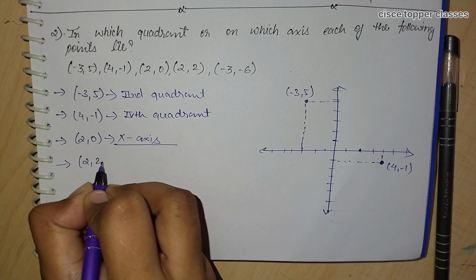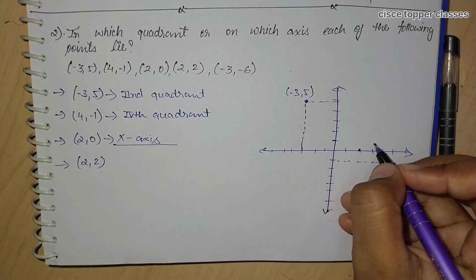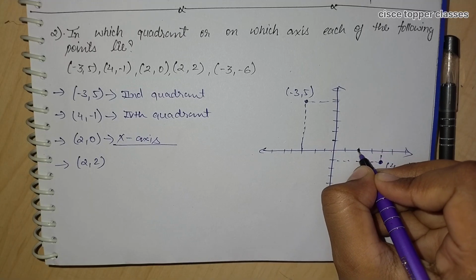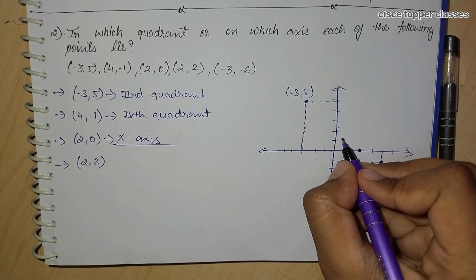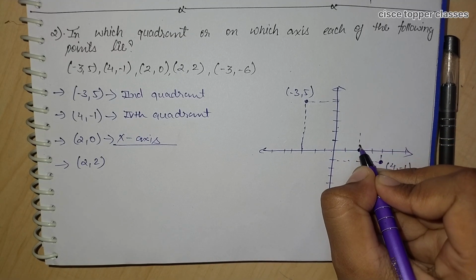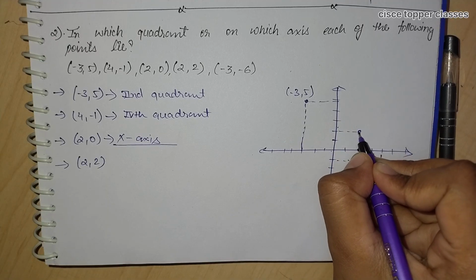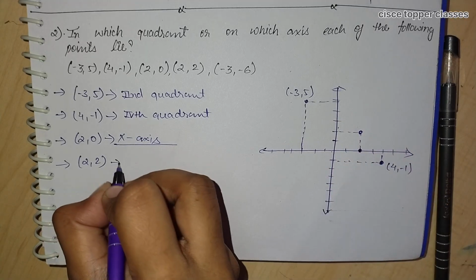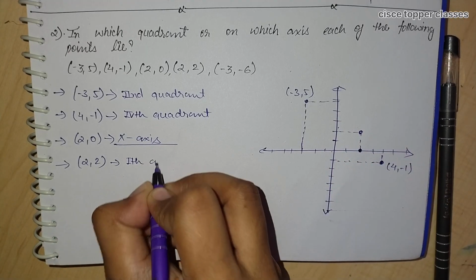Third part is 2 comma 2. Both x and y are positive. So this is the point here. This lies in the first quadrant because both are positive.